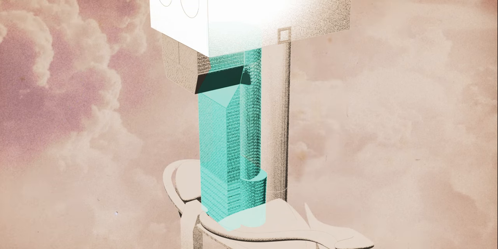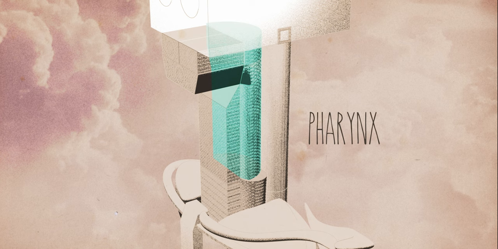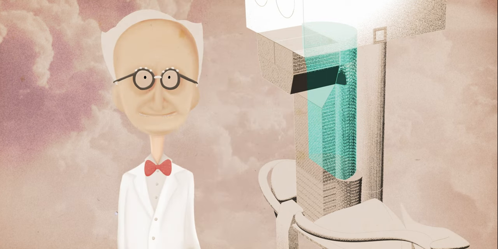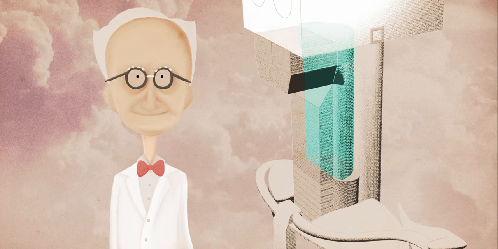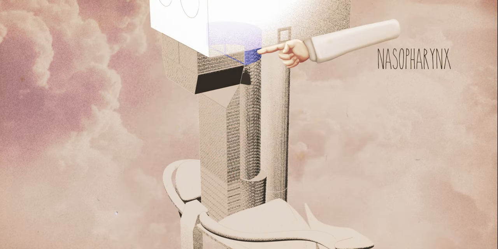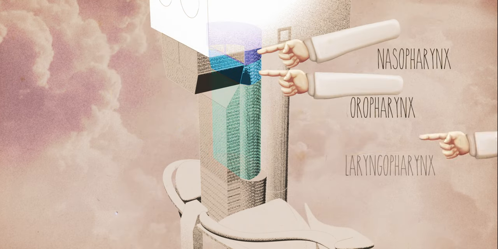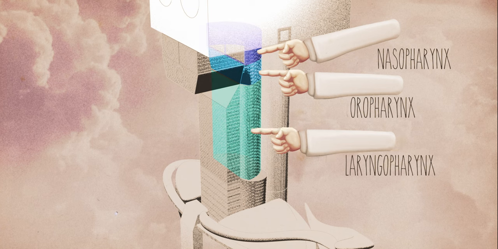The oral and nasal cavities are joined together posteriorly by the pharynx, this musculofascial half cylinder. The pharynx is attached above to the skull, below to the esophagus, and anteriorly to the lateral walls of the nasal cavities, oral cavity, and larynx. Although this is a continuous structure, it can be divided into three parts: the nasopharynx, the oropharynx, and the laryngopharynx. Let's look at the pathway air would take to the lungs.